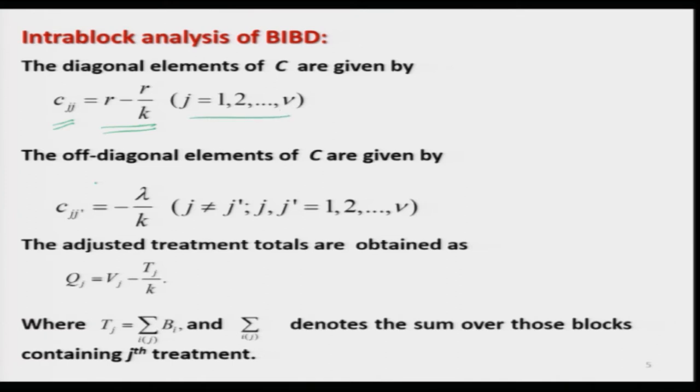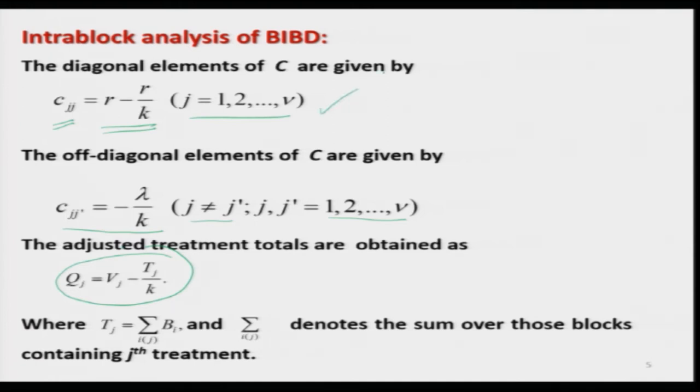The off diagonal elements of C are obtained as c_jj' equal to minus lambda upon k, where j is not equal to j', all going from 1 to v. And we also had obtained the expression for the adjusted treatment totals as q_j equal to v_j minus t_j upon k, and j is going from 1 to v.